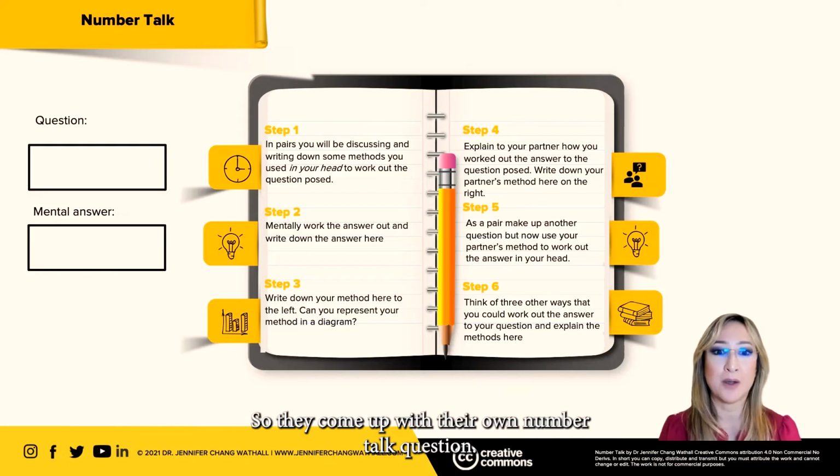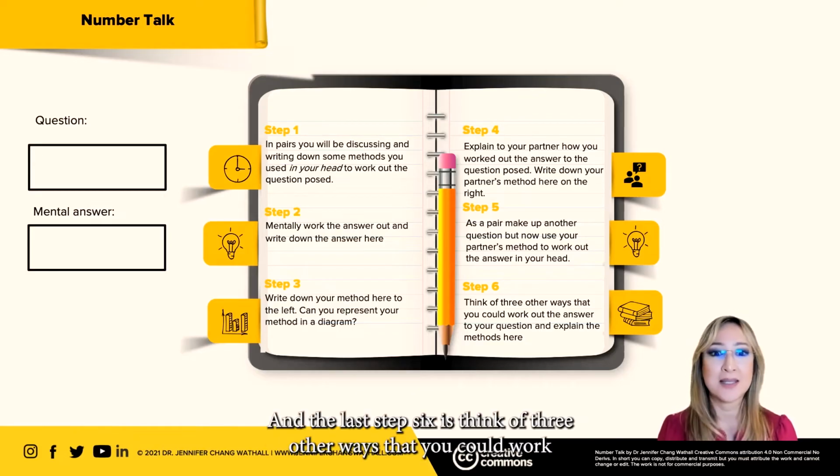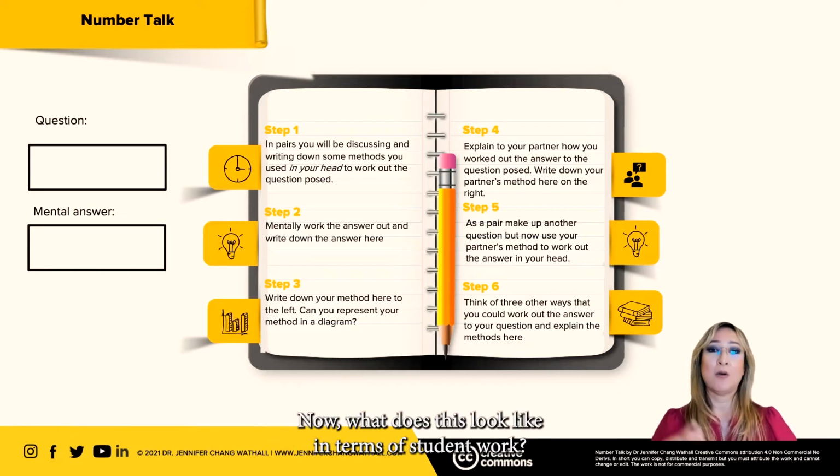Now, after they have shared their strategy, step five is, as a pair, make up another question. So they come up with their own number talk question, but now you use your partner's method to work out the answer in your head. And the last step, step six, is think of three other ways that you could work out the answer to your question and explain the methods here. Now, what does this look like in terms of student work?